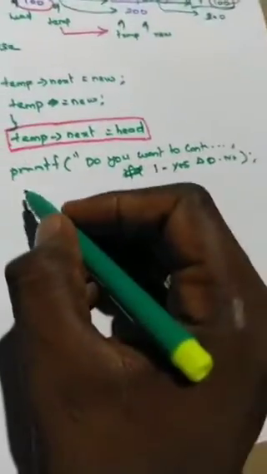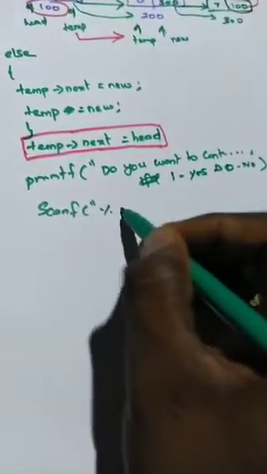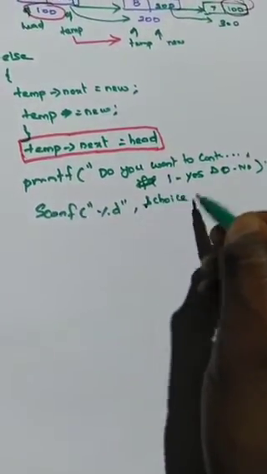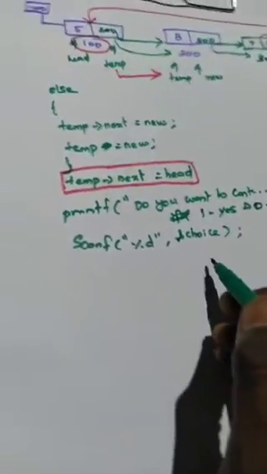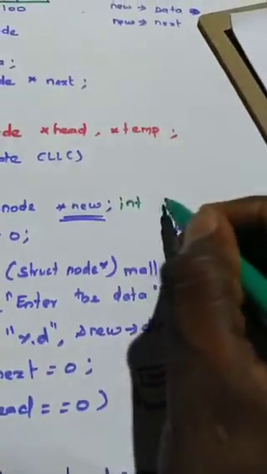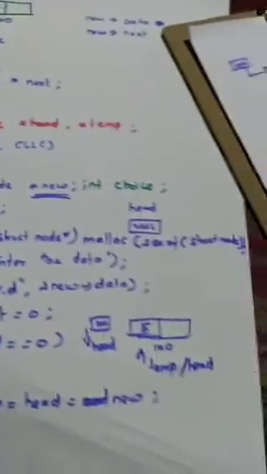Okay, then scanf. Actually, I didn't create the variable choice. See, in here where I have to declare, I have to write integer choice under the create function.